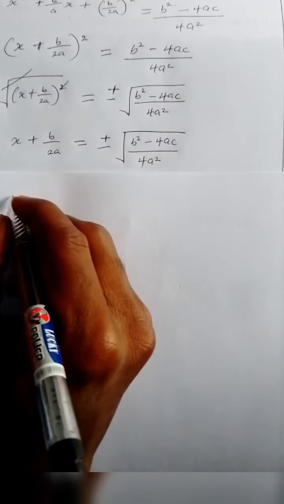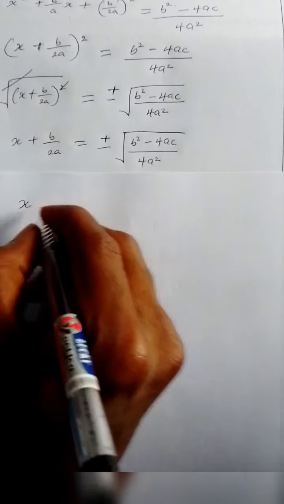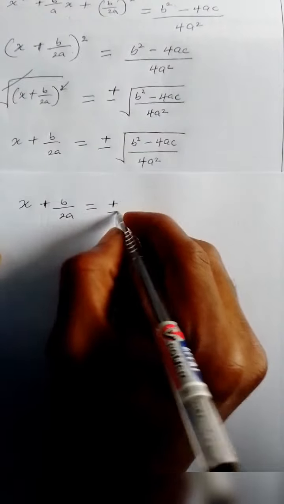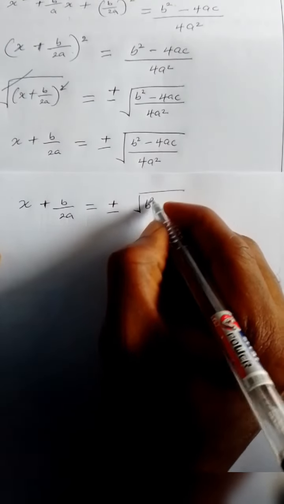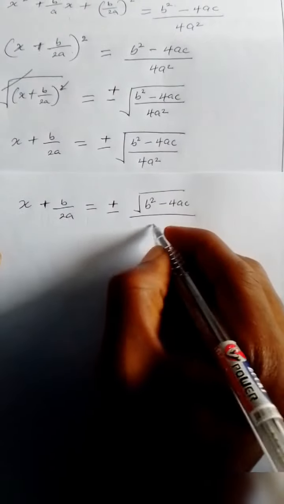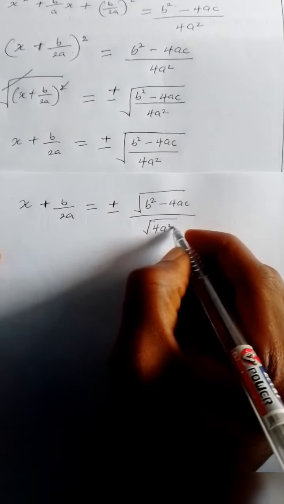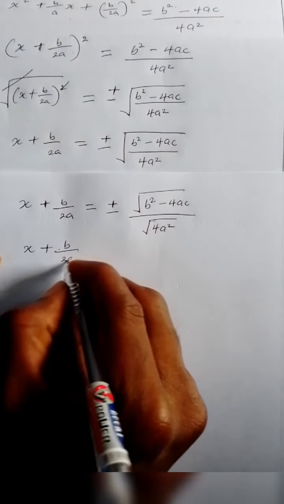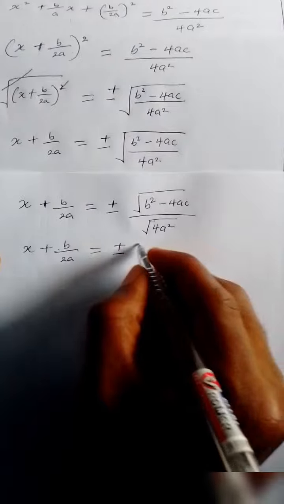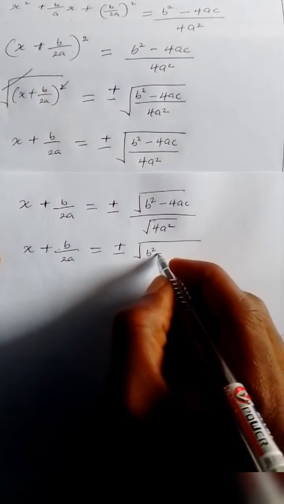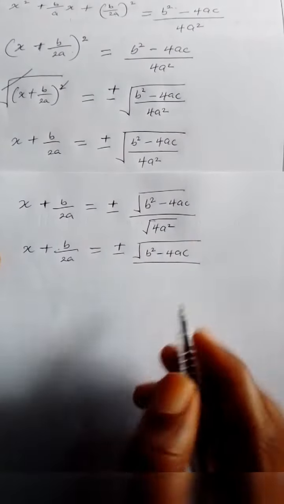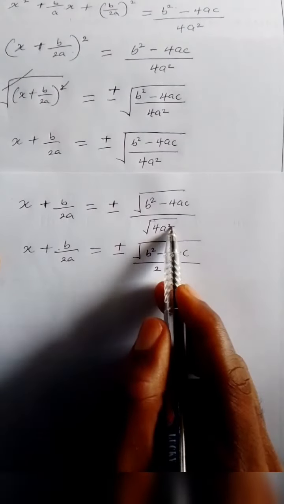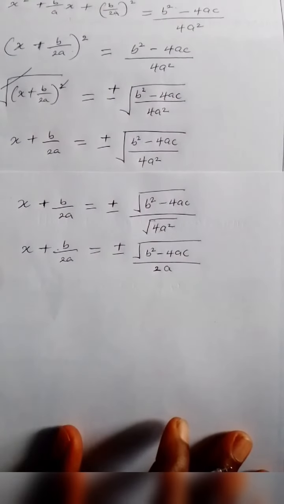We can simplify this. We have x plus b over 2a, which is equal to plus or minus square root of b squared minus 4ac over square root of 4a squared. We have x plus b over 2a equal to plus or minus square root of b squared minus 4ac divided by, the square root of 4 is 2. The square root of a squared is a. So we have it like this.